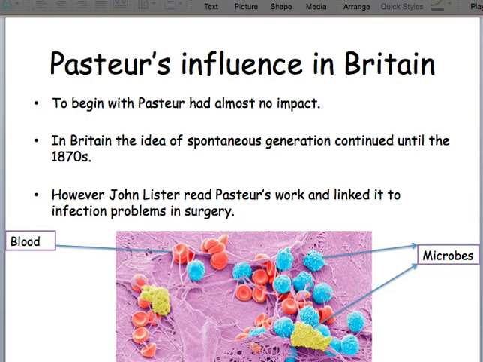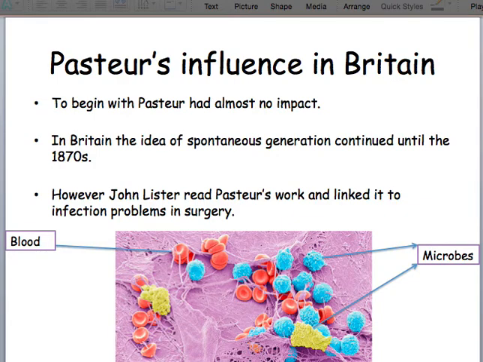To begin with, Pasteur's work had almost no impact at all on British ideas about the cause of illness and disease. He was not a doctor, he was a scientist. And his work focused on decay and spoiled food and not disease. So people were like, why should we listen to him? He does not know about the human body. He really was looking at wine specifically, but not the human body. So people didn't take him seriously.